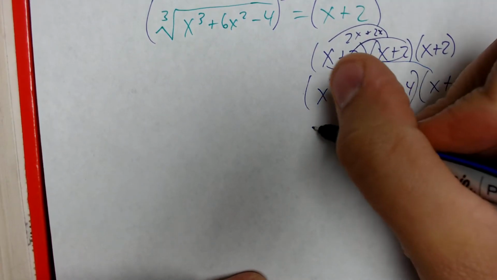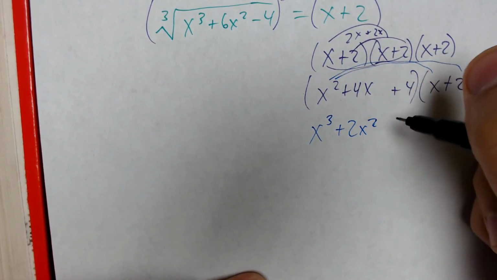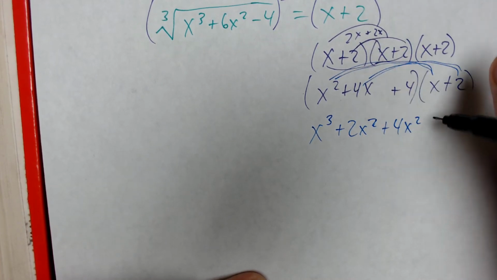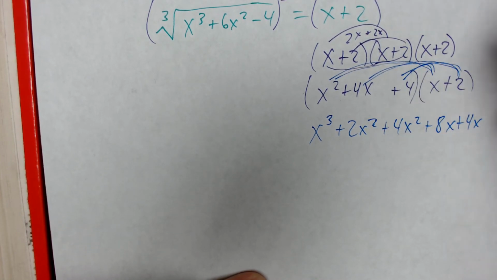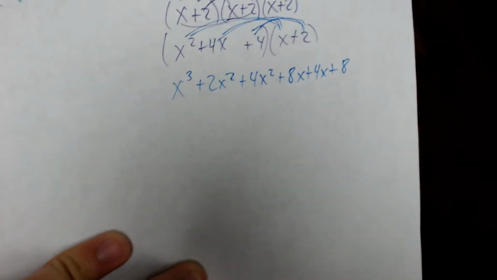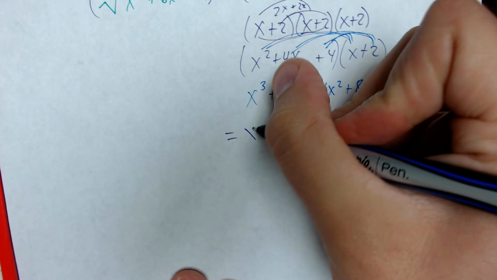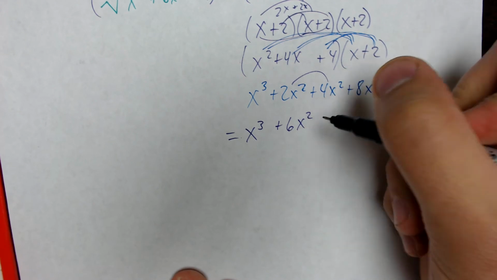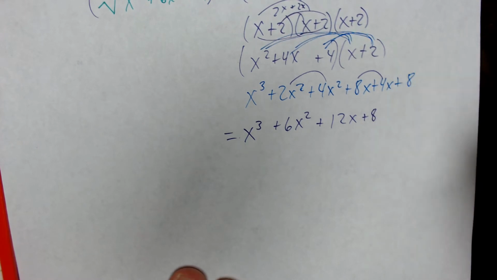Here, x squared times x gives me x cubed. x squared times 2 gives me plus 2x squared. 4x times x gives me 4x squared. 4x times 2 gives me plus 8x. Then 4 times x gives me plus 4x, and 4 times 2 gives me plus 8. Oops, off the paper. All right. Then we're going to add like terms. x cubed stays the same. 2x squared and 4x squared combine to become 6x squared. 8x and 4x combine to become 12x, and 8 stays the same.